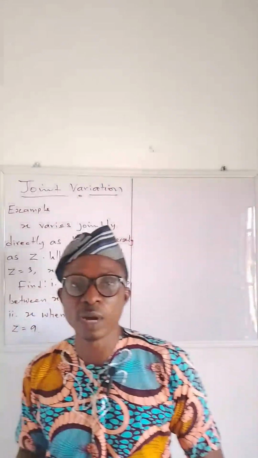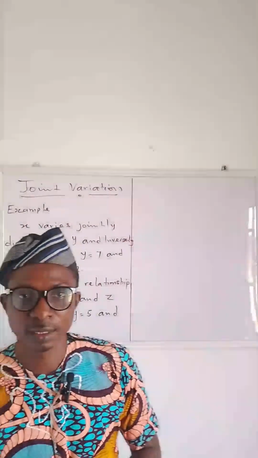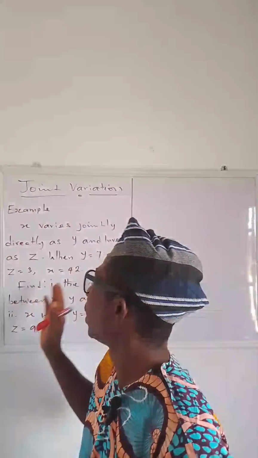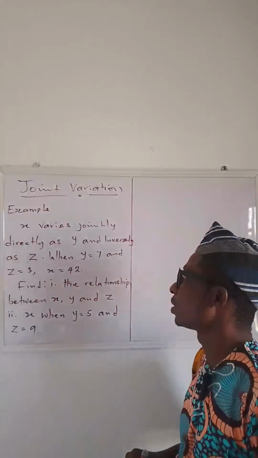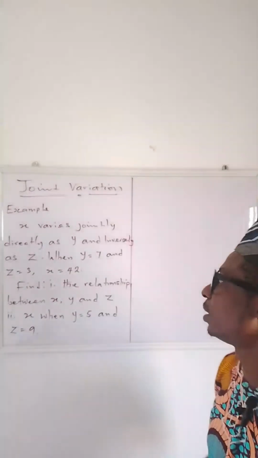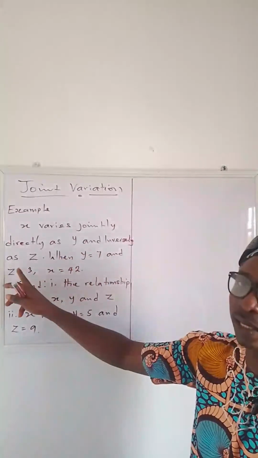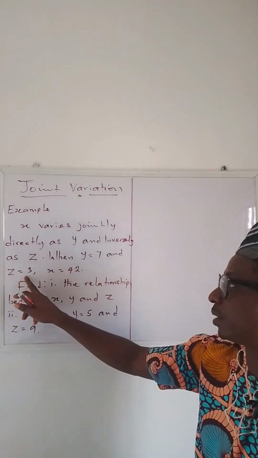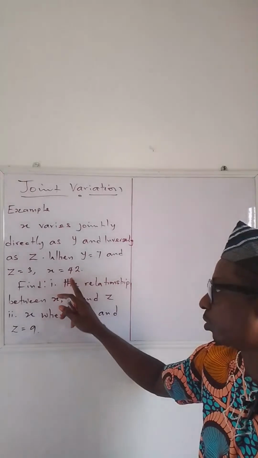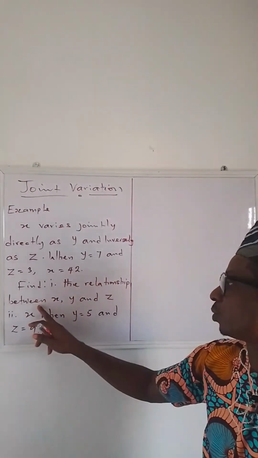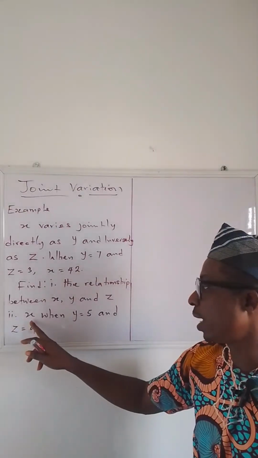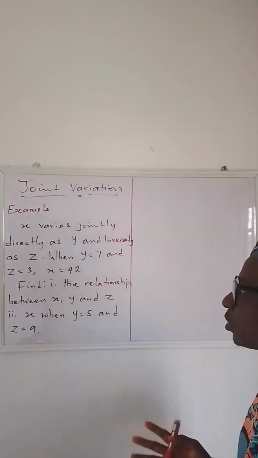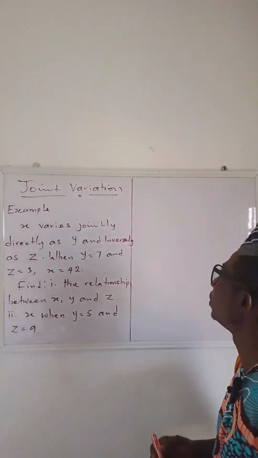While we wait for others to join the class, I want us to start with this question I have on the board. The question says, X varies jointly directly as Y and inversely as Z. When Y is 7 and Z is 3, X is 42. Find the relationship between X, Y, and Z, and find X when Y equals 5 and Z equals 9. So, how do we solve this problem? Now, let's move down to the question.